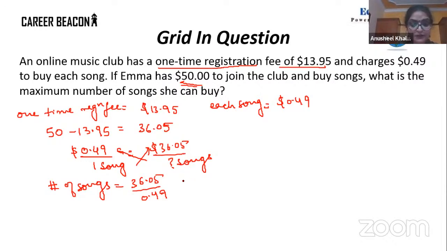Okay, so if you use your calculator, you will end up with a value which is 73.57. So if the calculator says that Emma can buy 73.57 songs, then what will be the answer for this question? Do you need to round this number? If yes, do you need to round it to the nearest higher integer, the next integer, or do you need to round it down to the nearest lower integer?